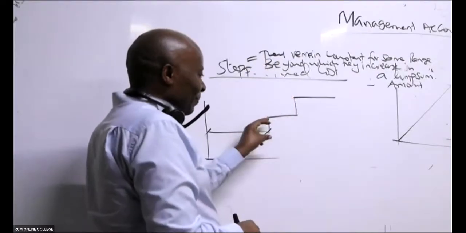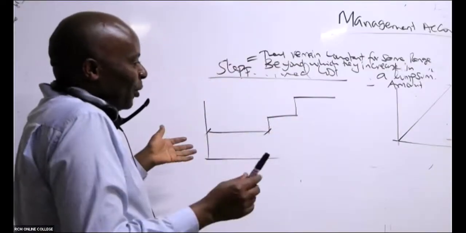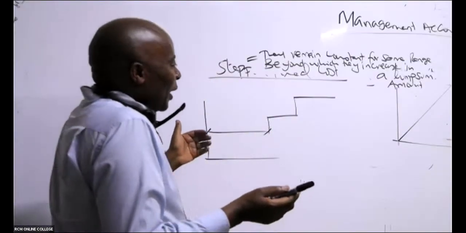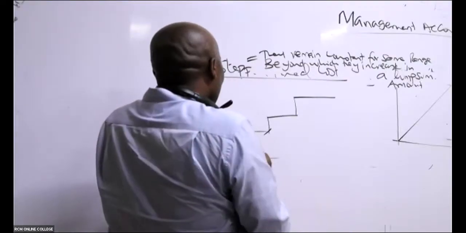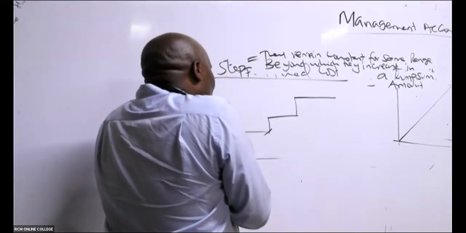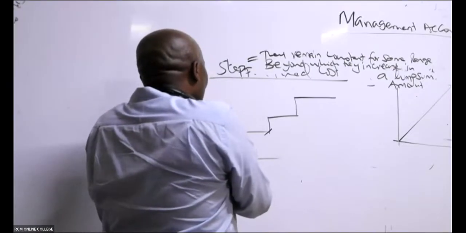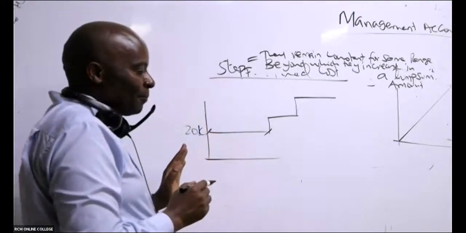So the lump sum is the step. For example, we agree with my landlord here, and they say that if I'm going to get 20 students, you give me just one room, and for this room I'll be paying 20K.